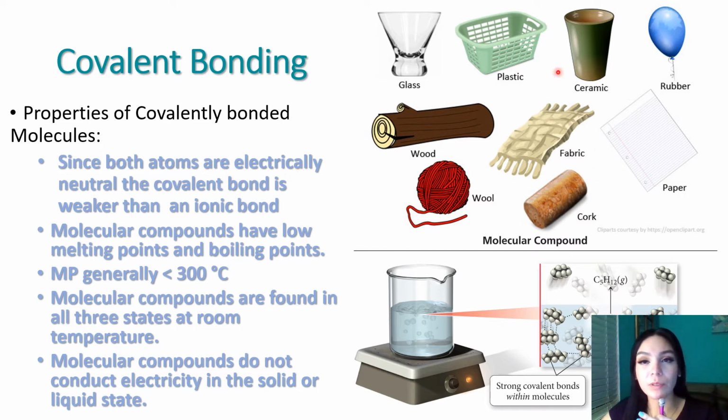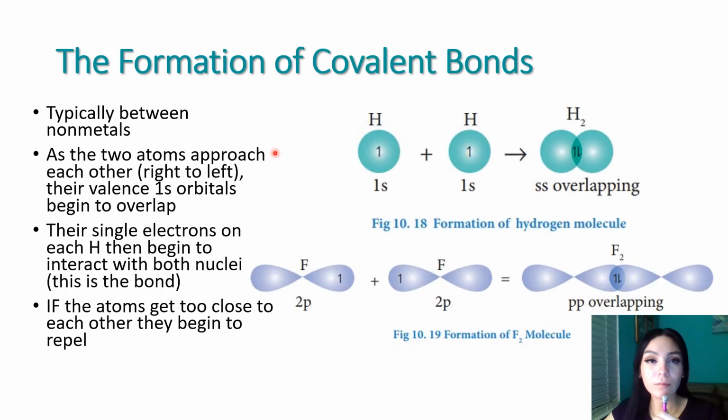Here are some very common examples of different compounds that have covalent bonds within them, so molecular compounds. So how do these covalent compounds actually form? You will typically have nonmetals, and for example, whenever you have two different hydrogen atoms, they each have their own little 1s orbital and their electron within that 1s orbital. What has to happen in order for that bond to form is they have to overlap. They have to get close enough so that they end up overlapping and those electrons are shared between the both.